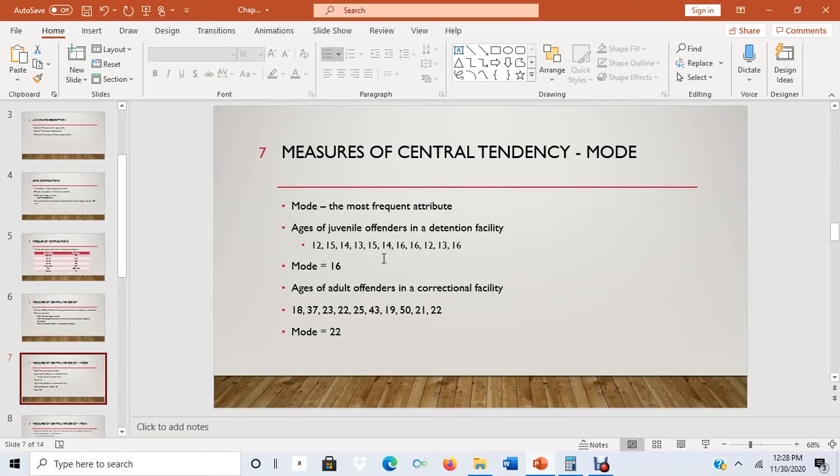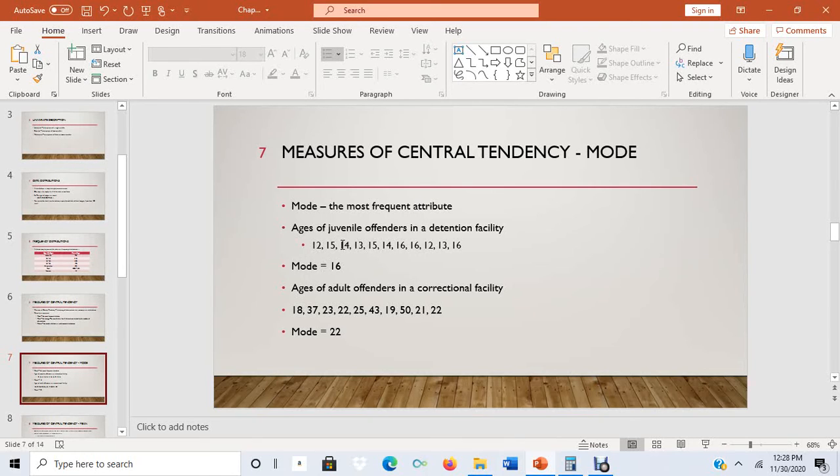Okay, so you can just eyeball it. Probably an easy way to do it would be to put the numbers in rank order and then see how many times you have specific observations. So here I've already determined that the mode is 16 because we see 16 approximately 3 times.